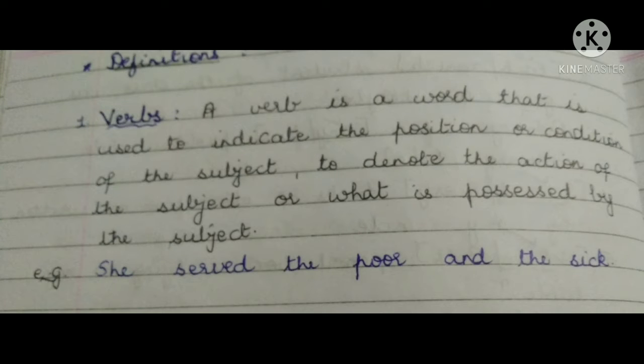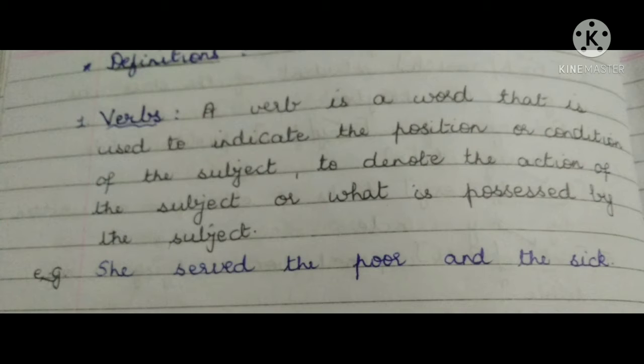Good morning, students. In the first semester, in your sixth chapter of grammar, we studied about the verbs. So before starting the next chapter, let us revise and see what is a verb. A verb is a word that is used to indicate the position or condition of the subject, to denote the action of the subject, or what is possessed by the subject.